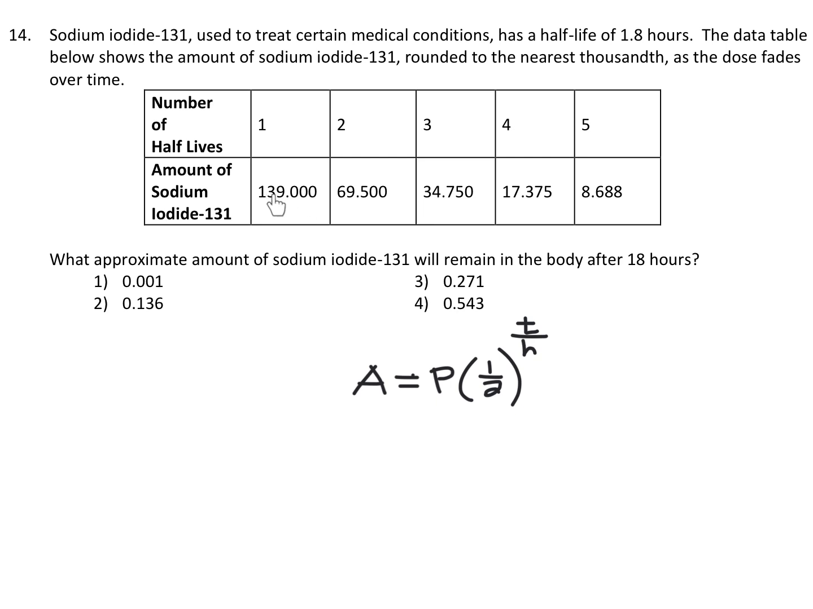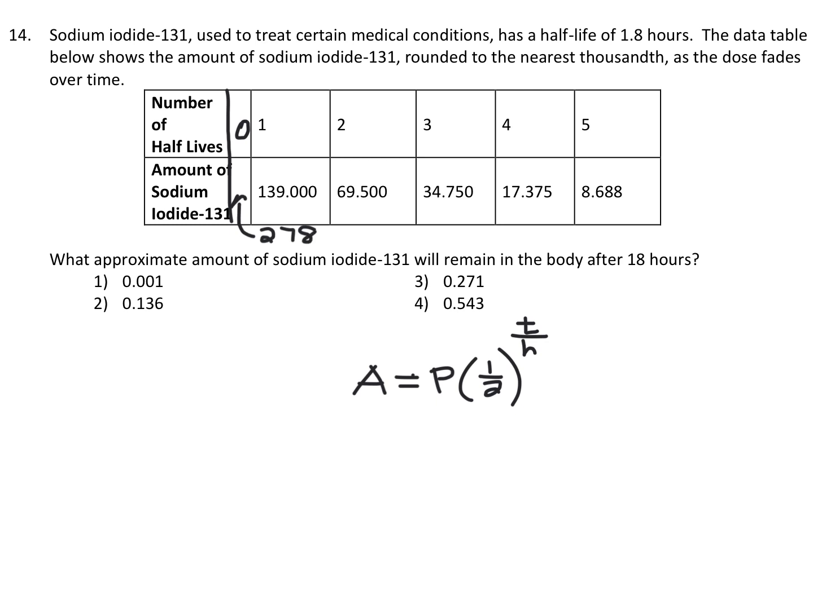So I'm going to actually make my own little column here. When we have 0 half-lives, that means we're going to have twice as much as before we cut it in half. So if you take this number, 139, and double it, actually I can't fit it, I'm going to put an arrow. That means initially we started off with 278.